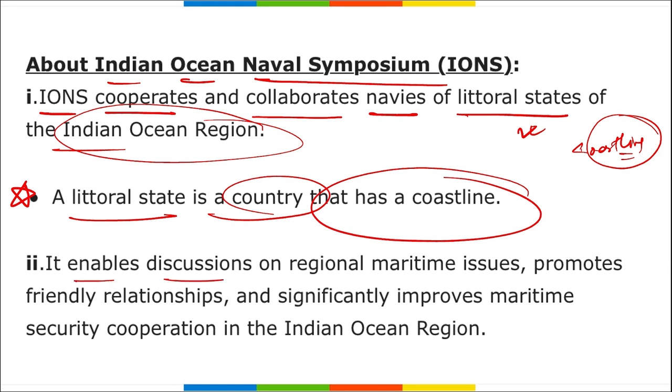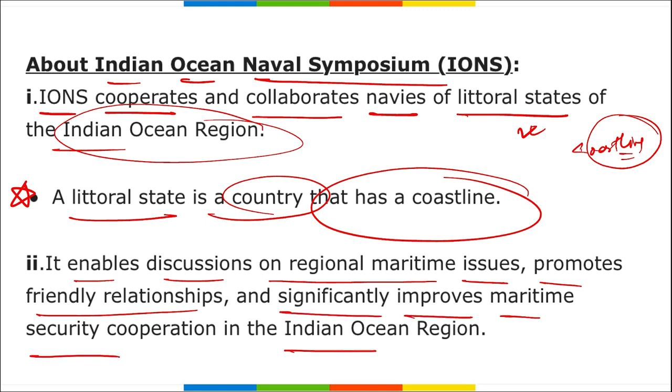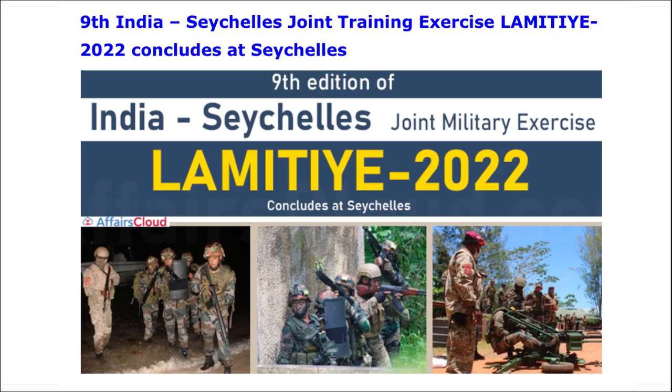This enables discussions on regional maritime issues, promotes friendly relationships, and significantly improves the maritime security cooperation in the Indian Ocean region. All right. So this is everything you need to remember about IONS. Next, we are talking about second, which is your Lamitiye.